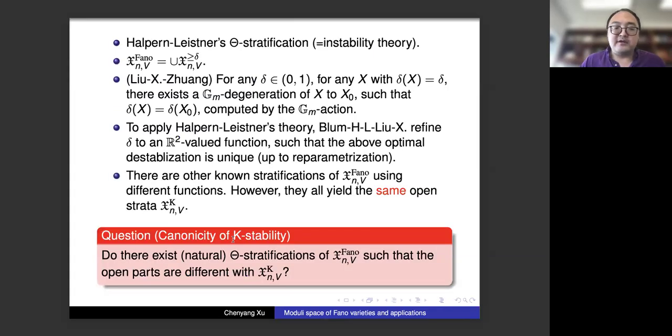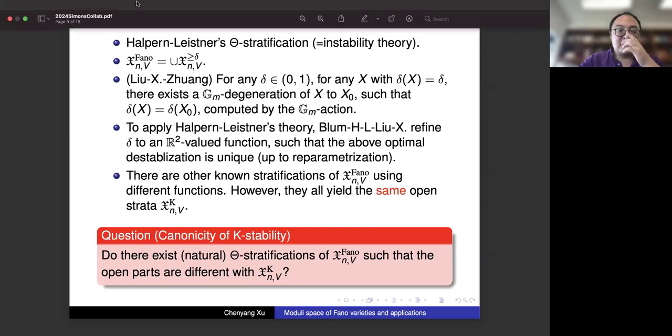So we can do this using some abstract theory, which is called theta stratification, by Halpern-Leistner. Any question so far? So basically, the theta stratification, as the name suggests, is a kind of stratification. I mean, we already have a stratification.